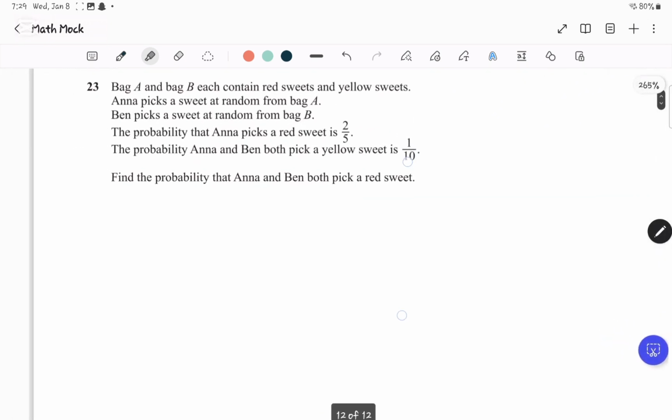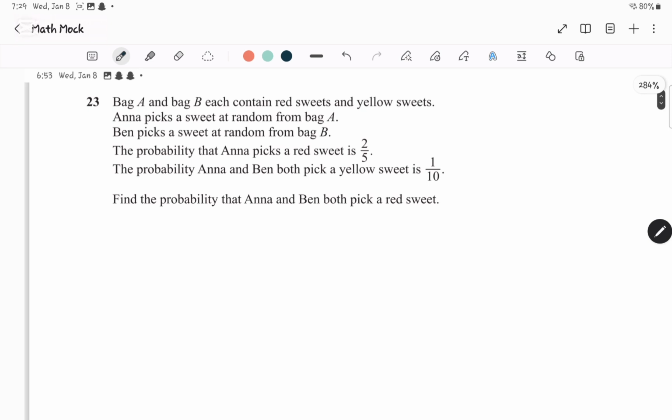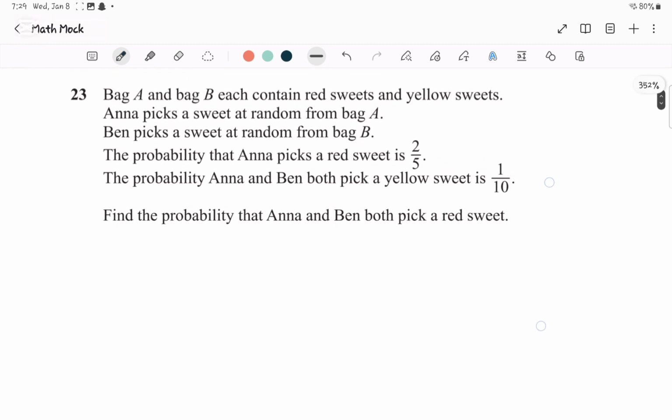So now we reached question number 23. Bag A and bag B each contain red sweets and yellow sweets. Let me just decrease the size. Bag A and bag B each contain red sweets and yellow sweets. Anna picks a sweet at random from bag A. Ben picks a sweet at random from bag B. The probability that Anna picks a red sweet is 2 out of 5. And the probability Anna and Ben both pick a yellow sweet is 1 out of 10. Find the probability that Anna and Ben both pick a red sweet.